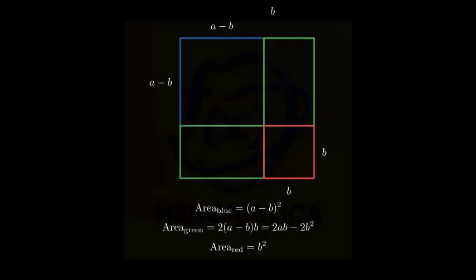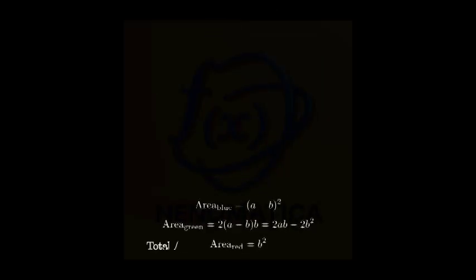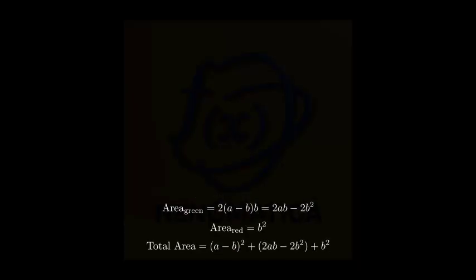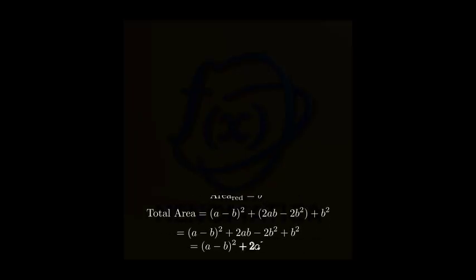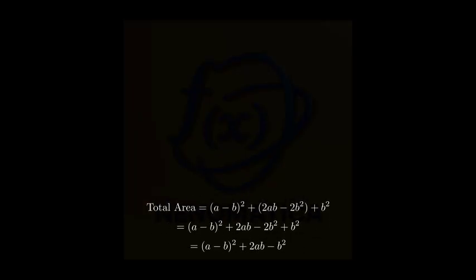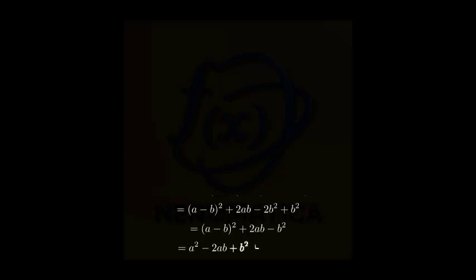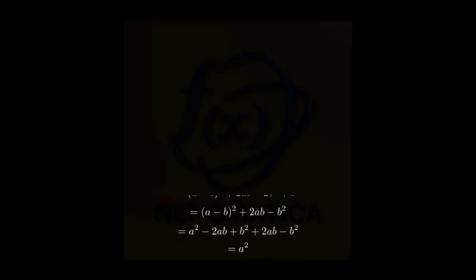Now let's add up all these areas to get the total area of the original large square. We have a minus b squared plus 2ab minus 2b squared plus b squared. Simplifying, we get a minus b squared plus 2ab minus b squared. And this equals a squared.